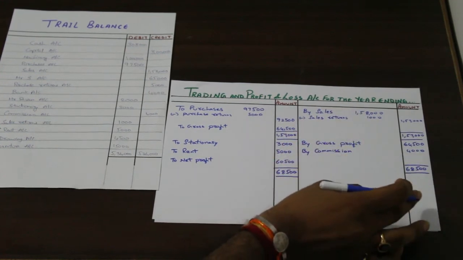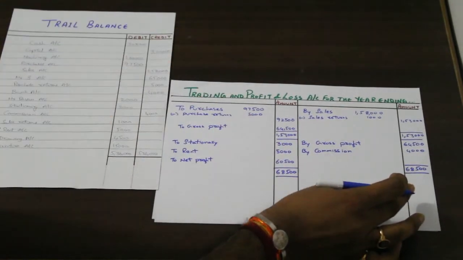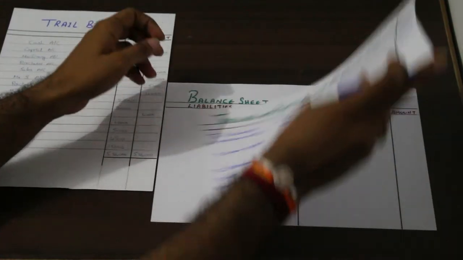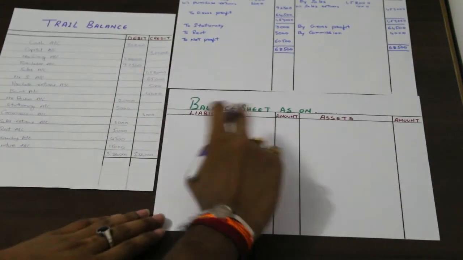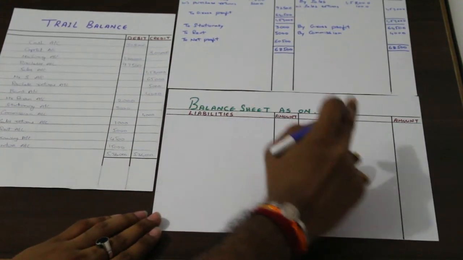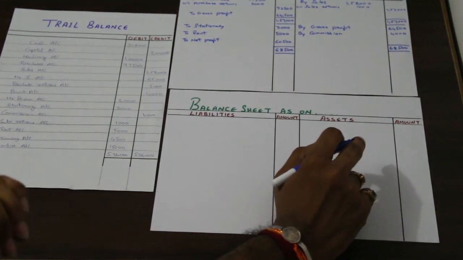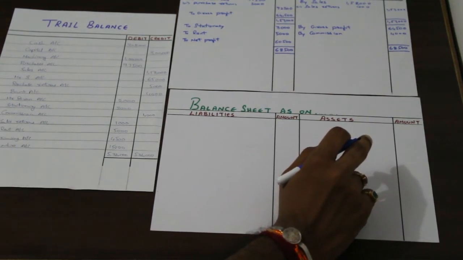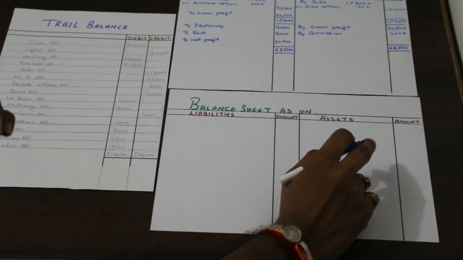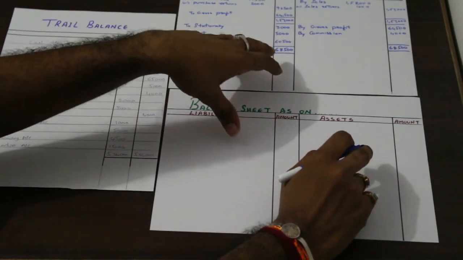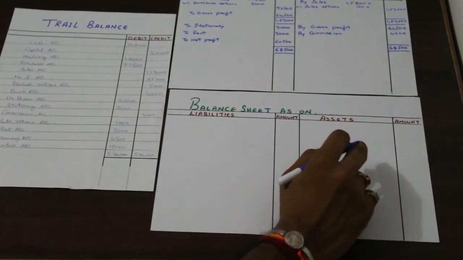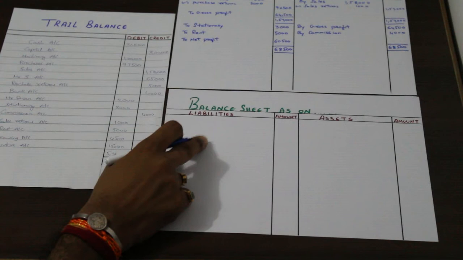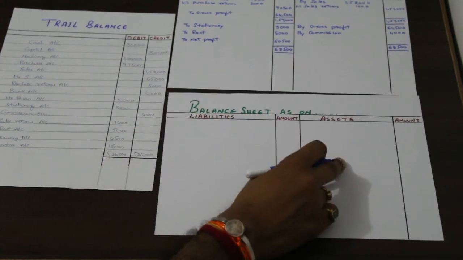And now we'll use this net profit in our balance sheet. Now this is our balance sheet, as on a particular date. A balance sheet is a statement which will give us our position. So this will be prepared at a particular date, and the trading and profit and loss account will be prepared for the whole year, and the year ends at a particular date. So this is the pro forma of the balance sheet. Liabilities on the left, assets on the right.